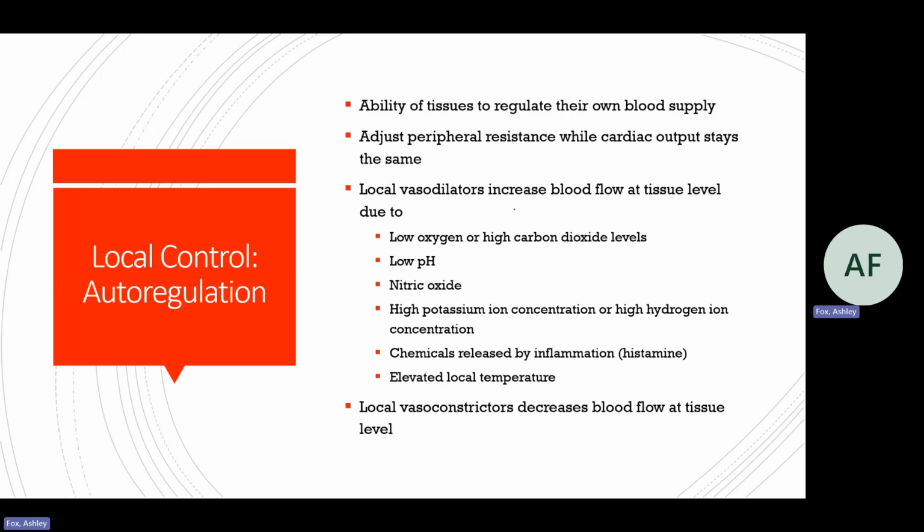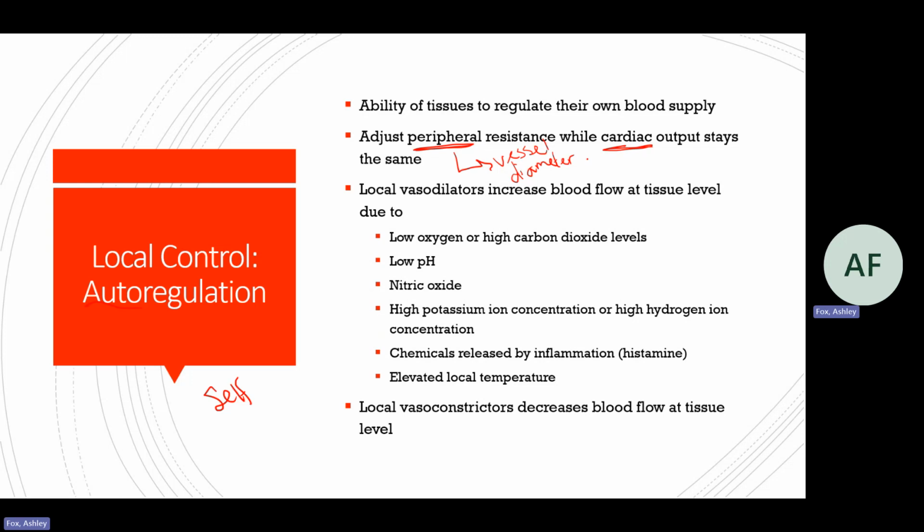So again, autoregulation, think of it as auto as self and regulation. So this is self-regulated. It's able for the tissues to actually control or regulate their own blood supply. What they can do is adjust their peripheral resistance. Cardiac output doesn't change, but they can adjust their peripheral resistance. So what's that going to be majorly? Vessel diameter. Remember, that is the major factor for changing peripheral resistance.